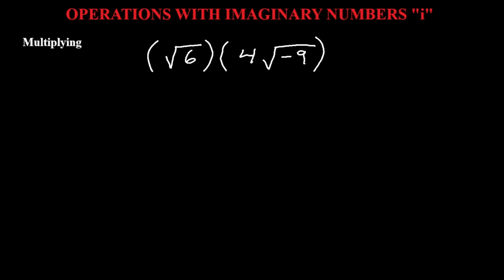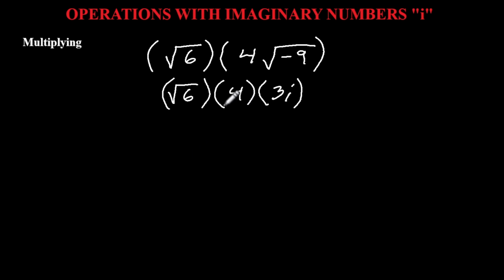Let's try an example where we're multiplying. When you're multiplying, the first thing you do is you go left to right. Looking at the radical 6, there's nothing that I can do with that, so I just bring it down. For 4 radical minus 9, I bring down the 4. And then I see that for radical minus 9, 9 is a perfect square, so I can bring the 3 out, and the square root of minus 1 is i, so I bring that down.